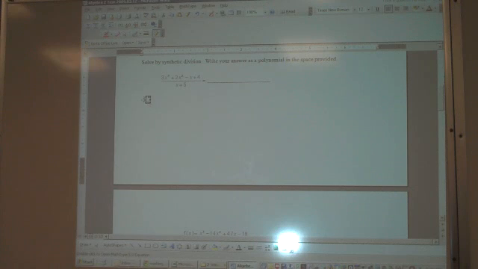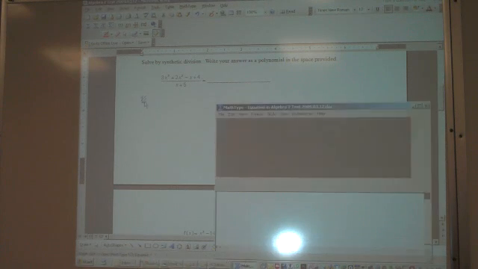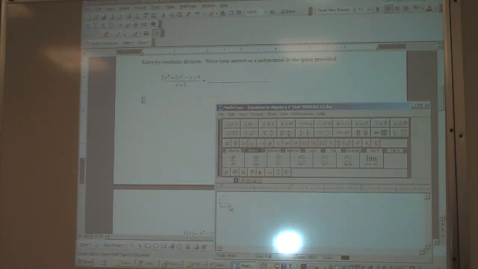You know what? You have to do it inside the math type software. Let's see if I can... Yep, minus 5.